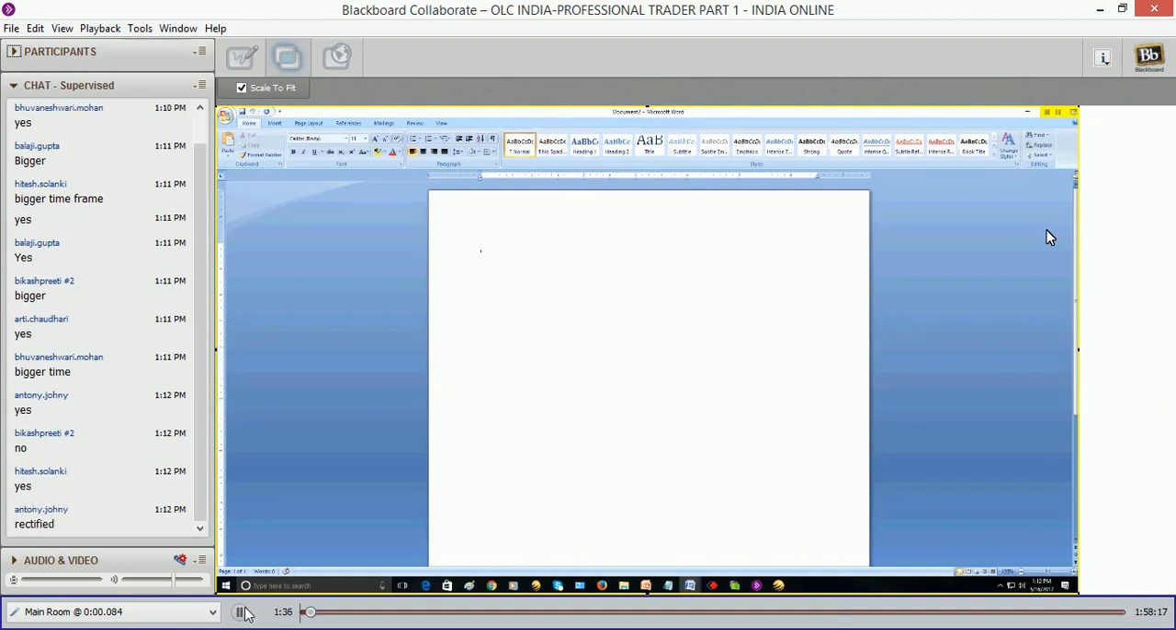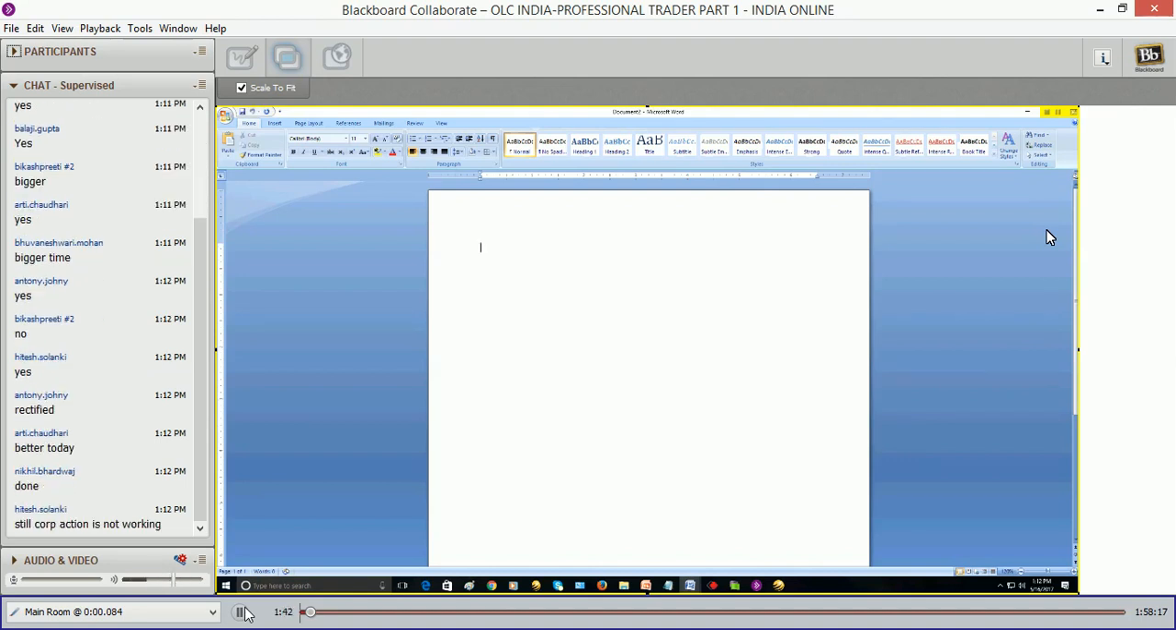Rectified, fantastic. So before we get into the PowerPoint, let's understand the steps to mark our location. We discussed yesterday the different types of location with respect to low of the curve, high of the curve, and equilibrium. Steps for marking my location. Okay, let's get this to the center.